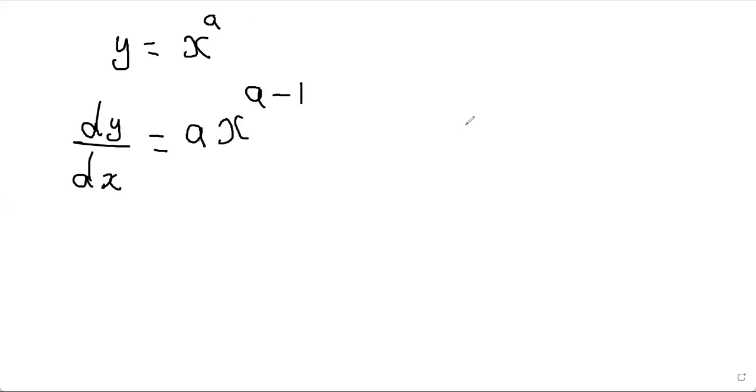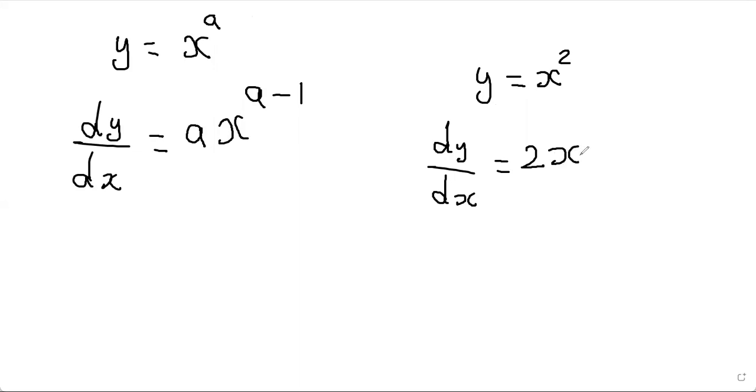So let's say they give us y equals x squared, and they want the derivative. So dy/dx would equal 2. You bring the exponent down and take away 1 from the exponent, and that will give you 2x. Okay, so this is the first basic example.